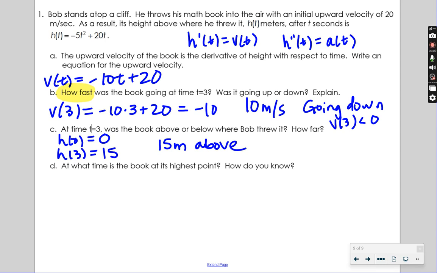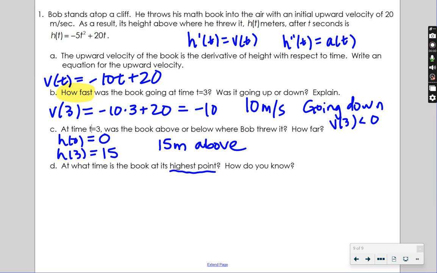How do you know? Okay, so let's think about this. Highest point, what word is coming to mind? Maximum. If I plug in 3 here, that'd be 9 times 5 is negative 45 plus 60, which is 20 Yeah. Okay, so highest point, I'm thinking maximum.